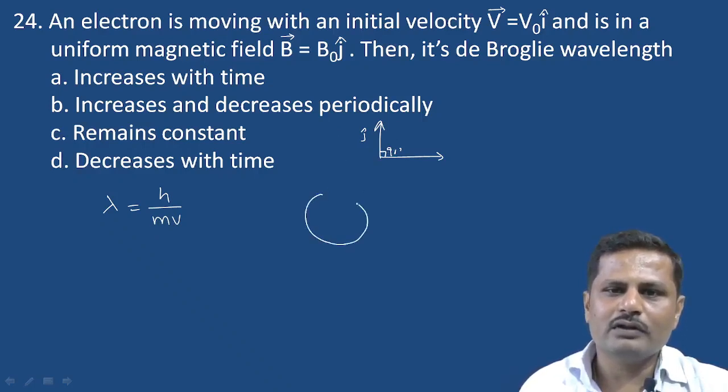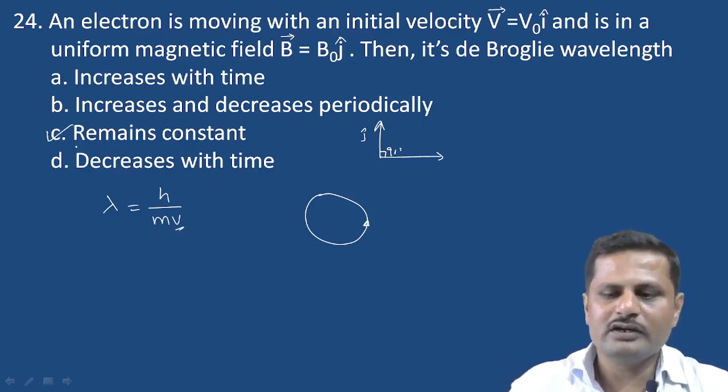Whenever the charged particle is moving in a circular path, there will be a change in direction only, but there won't be any change in the speed. Its speed remains constant, but its direction changes every instant of time. So the speed doesn't change, but the de Broglie wavelength depends upon the speed of the charged particle. Here the speed doesn't change, so therefore the de Broglie wavelength remains constant. So option C is the right answer.